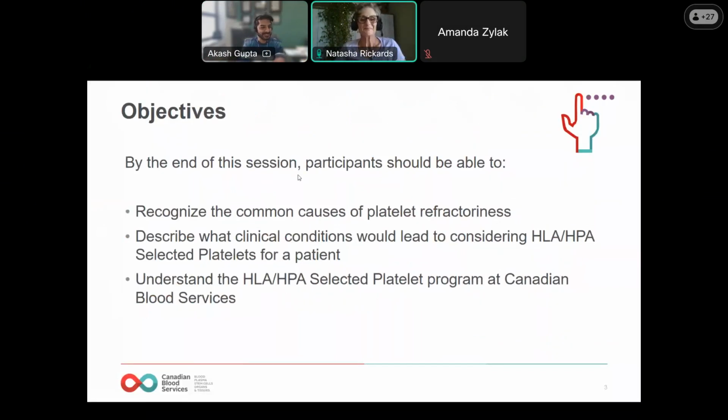Okay, so thanks, Natasha. Our objectives are, by the end of this session, hopefully we'll go over some of the common causes of platelet refractoriness, talk about what clinical conditions might lead to you considering the use of HLA or HPA selected platelets for your patient, and then understand what we do as part of the program at Canadian Blood Services and what services we can offer you.